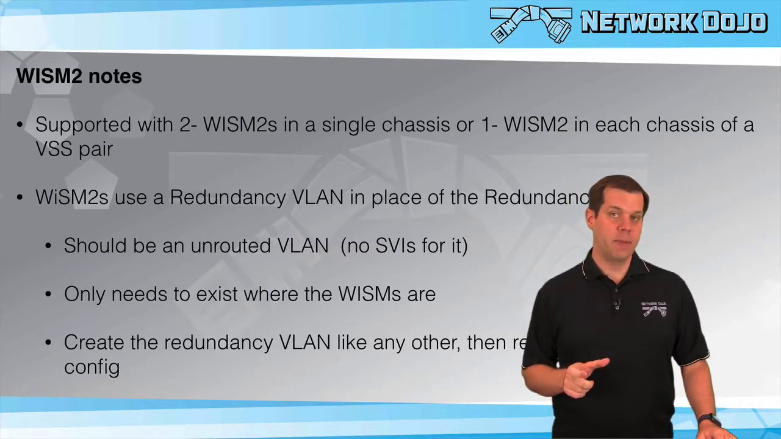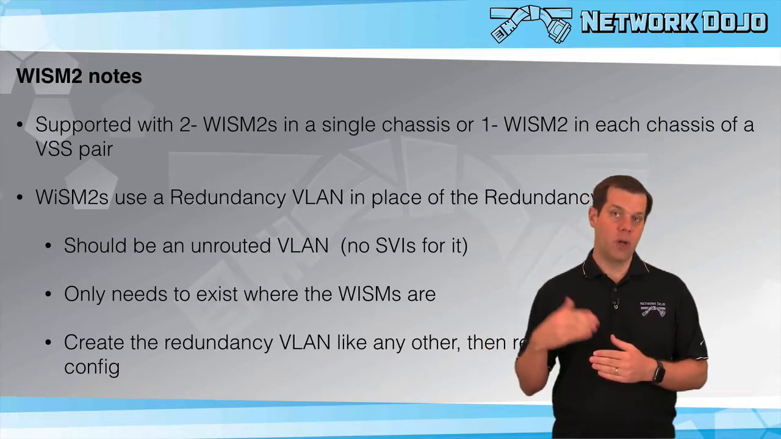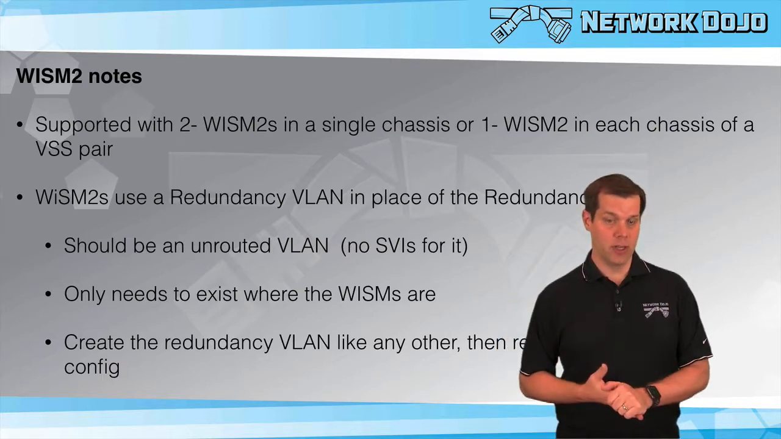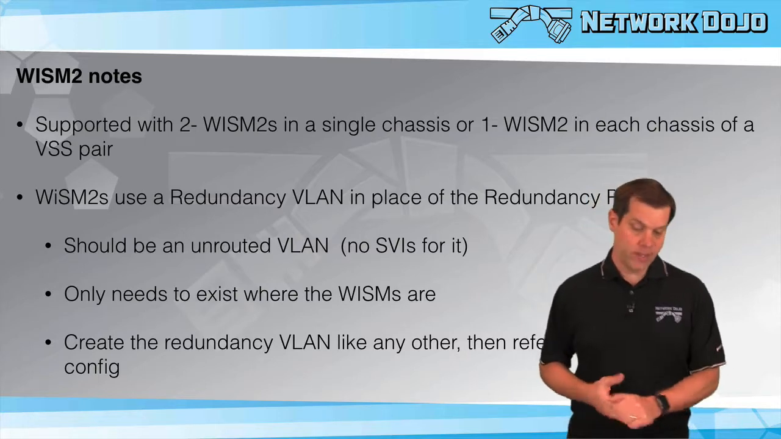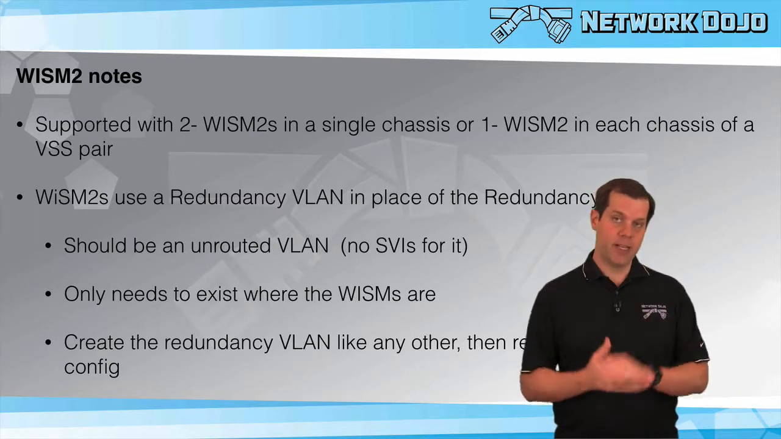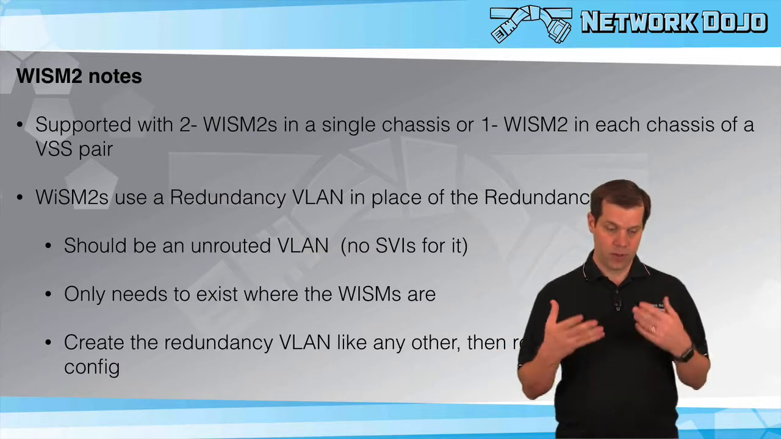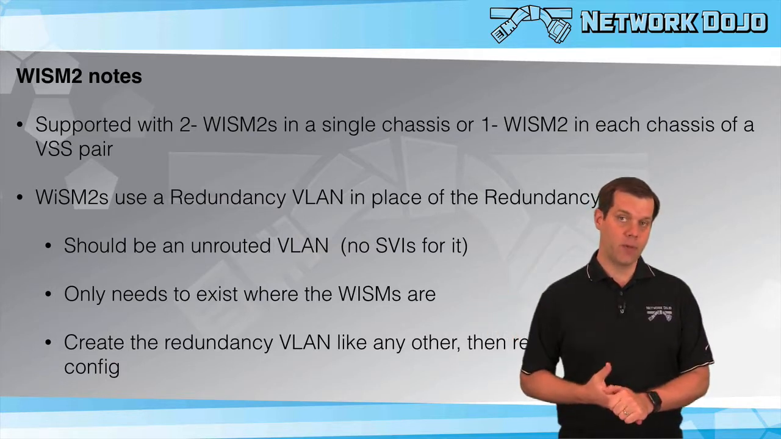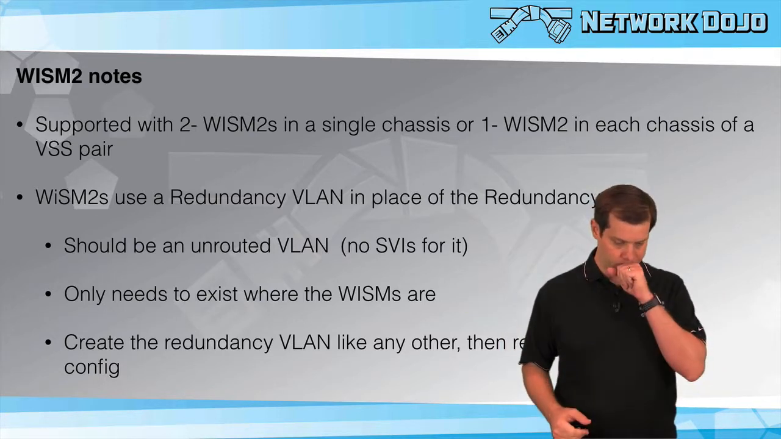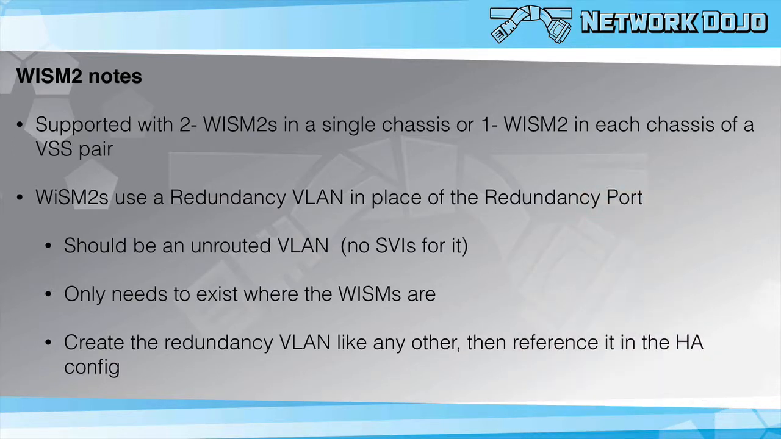It should be an unrouted VLAN, meaning that there are no SVIs on the switches for it. It should just be a VLAN with no layer 3 interfaces at the switch level. You'll get the IPs at the controller level there. It only needs to exist where the WSMs are. So if it's a single chassis 2 WSM setup, the VLAN only needs to exist on that switch. If it's a VSS pair, creating it within the VSS automatically makes it active on both switches, so it doesn't have to be available anywhere else in the network. And then you create the redundancy VLAN like any other. You reference it in the high availability config.